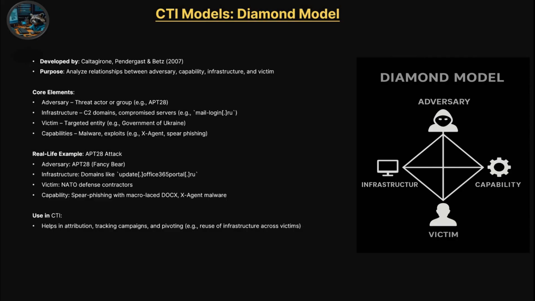Infrastructure, domains like updates.office365portal.ru. Victim was NATO defense contractors, and it has the capability to deploy via spear phishing with macro-laced docs, X-Agent malware. Now, how is it useful in CTI? It helps in attribution, tracking campaigns, pivoting, for example, reuse of infrastructure across victims.